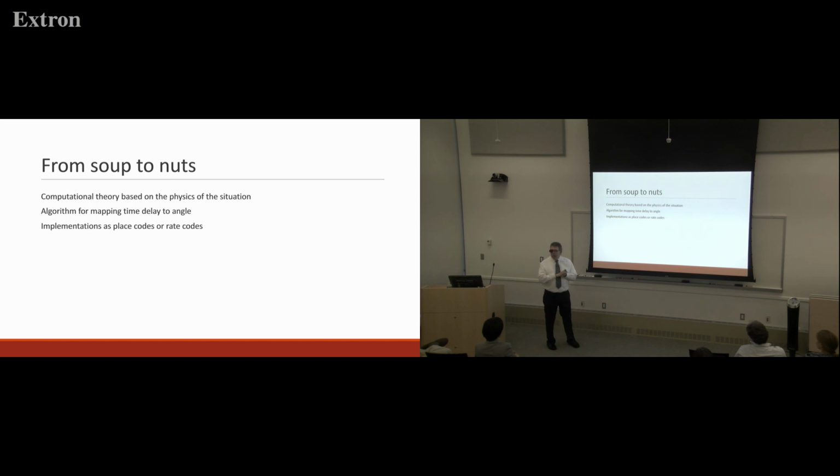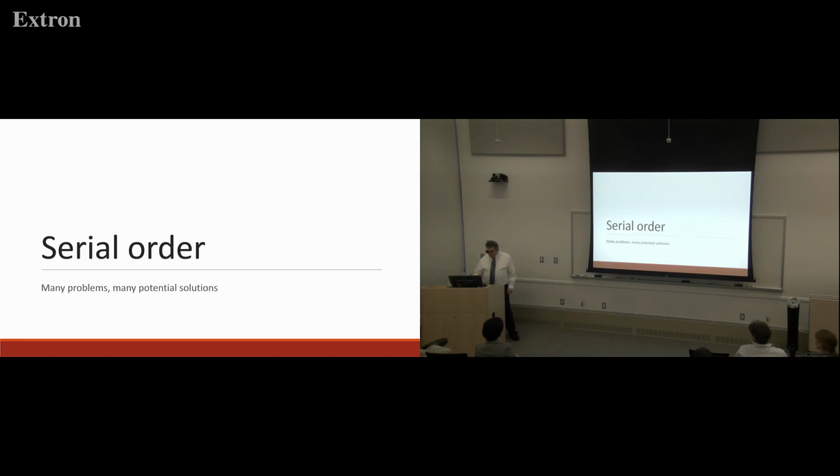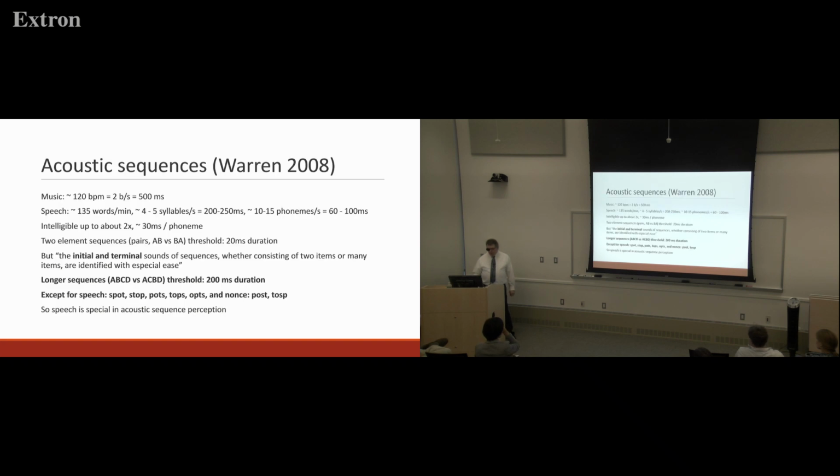We have a computational theory based on the physics of the situation. We have an algorithm for mapping time delay to angle in general, and then we have implementations either as place codes or rate codes. This is the kind of detailed story we'd like for how you recognize, say, human speech sounds. This is what we're after. The problem that I'm going to look at today is: if you have a sound and then another sound, how do you represent that? If you have A, B as a sequence, how do you represent that? There are many potential solutions here.